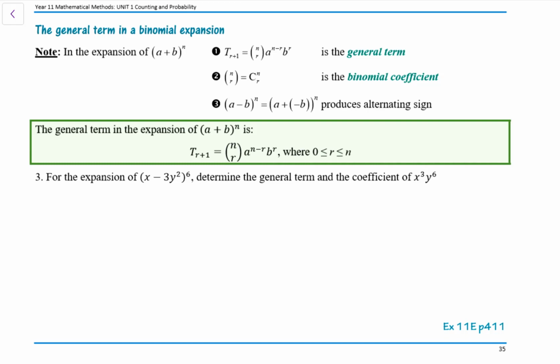So read through what I've got here, but what is most important is what's in the green. That tells us how to find our term. So for the question here, it says, for the expansion x minus 3y squared all to the power of 6, I want to find the term and the coefficient of x cubed y to the 6. So number 1, we've got to the power of 6, so that means my n equals 6.